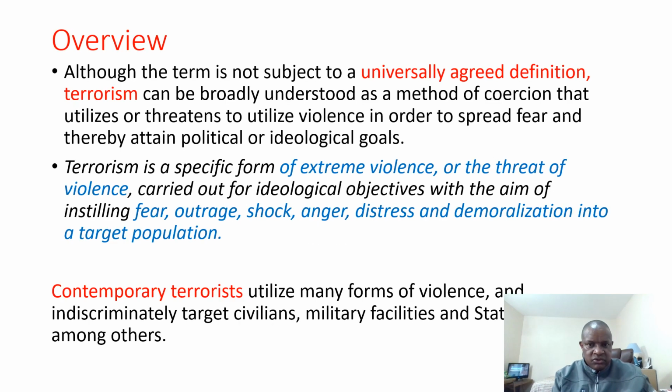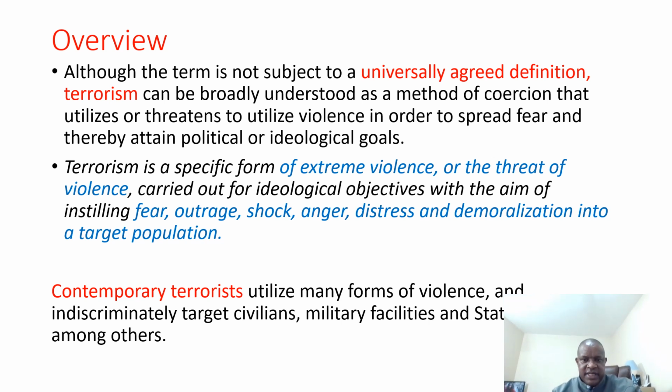What we are going to do is look at an overview. We did this when we were doing the introduction, so I'll be very brief: terrorism is a specific form of extreme violence or the threat of violence carried out for ideological objectives with the aim of instilling fear, outrage, shock, anger, distress, and demoralization into a target population. You have to remember those words: fear, shock, outrage, anger, distress, and demoralization into a target population.